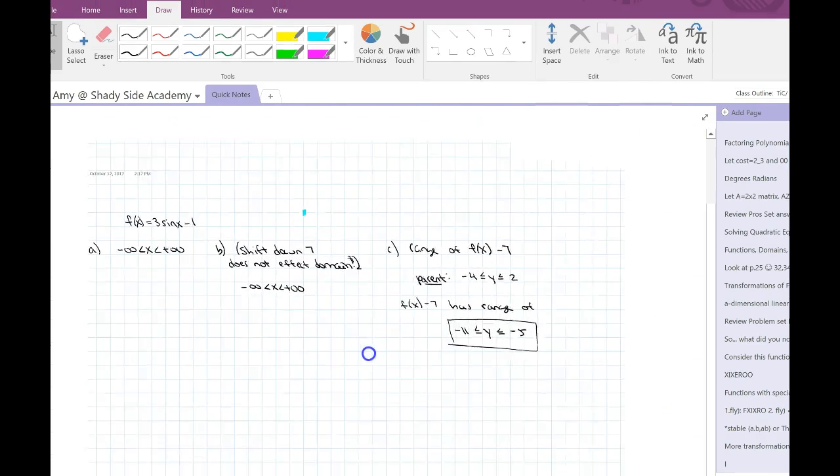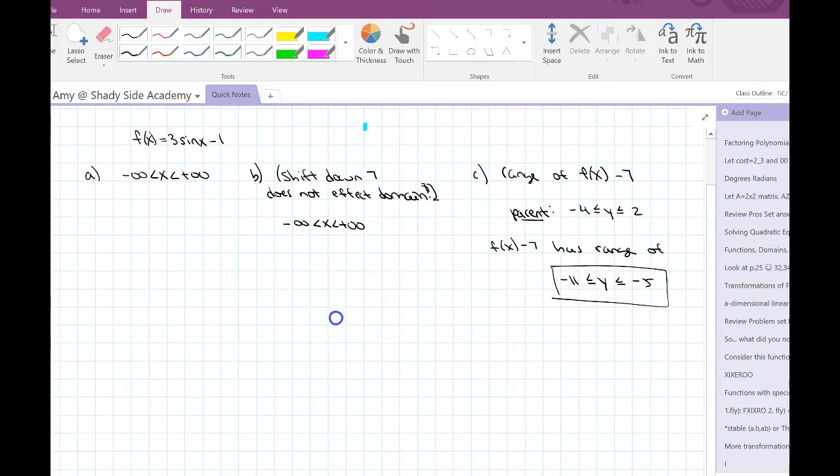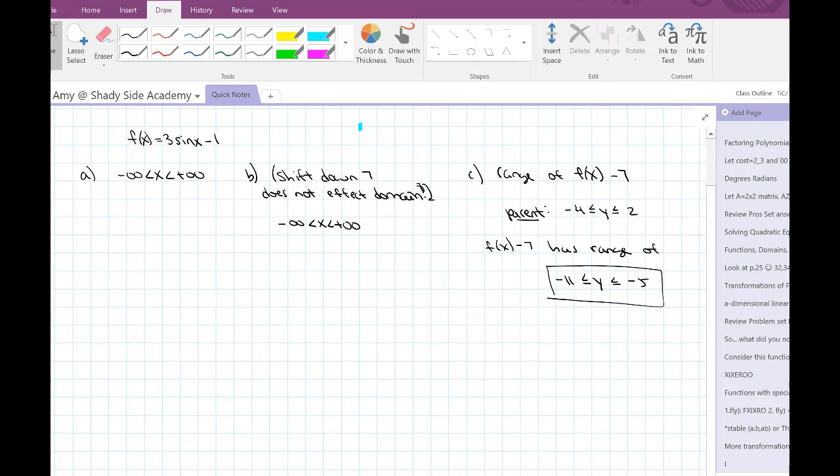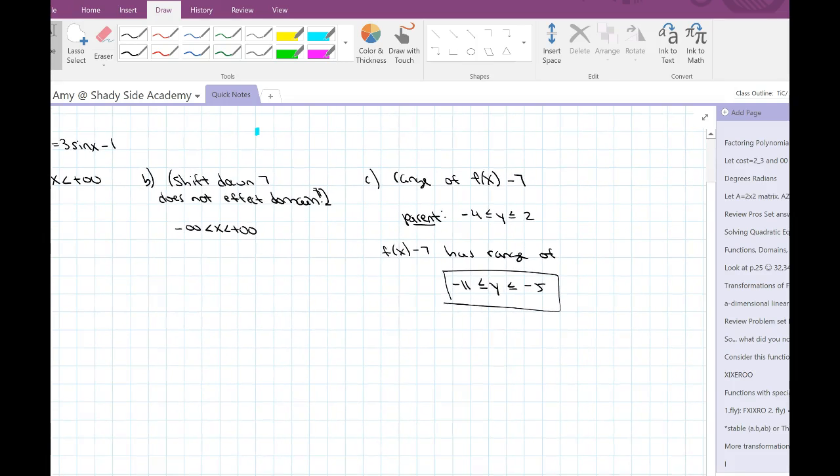Okay, now here are my answers. Here are the answers for part A. A and B, the domain is the same for both, because in part B, shifting that function down 7 does not affect the domain. Part C, though, the range of the original function, which is the parent function, I'll call it here, and I know you're thinking, wait, parent function is just like f of x equals sine x. Yes, you're right, but I just called the parent here the function that is being transformed, okay? So the parent function had this range. If everything is shifted down 7, the range will absolutely be affected, and here's the new range.